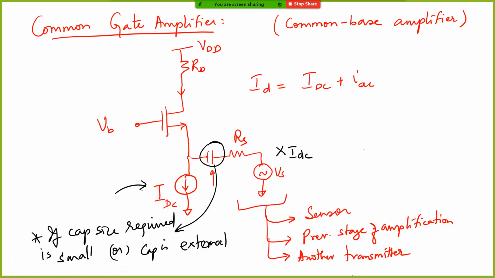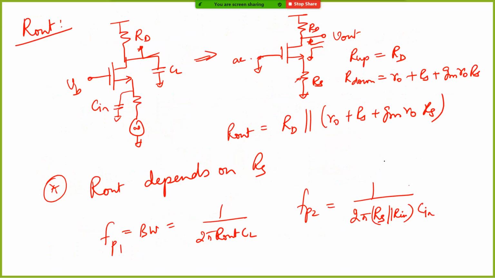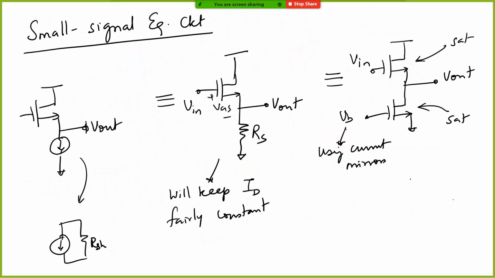So this also can be implemented as a transistor which is operating in saturation. We have already looked at current sources and current mirrors, so you can implement it in any way that you want, depending on the requirement of the shunt resistance. Now let's draw this source follower small signal equivalent circuit.